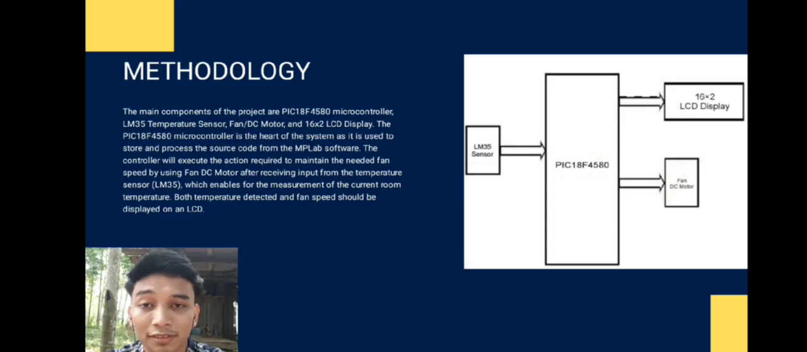In order to perform the task, I present to you a simple block diagram of our project. Based on the block diagram, we are using the PIC18 microcontroller as the main component. The PIC microcontroller will be used to store and process the source code from the MPLAB software. It will execute the action required to control the fan speed using a fan DC motor by receiving input from the temperature sensor, and lastly the temperature or fan speed should be displayed on the LCD.